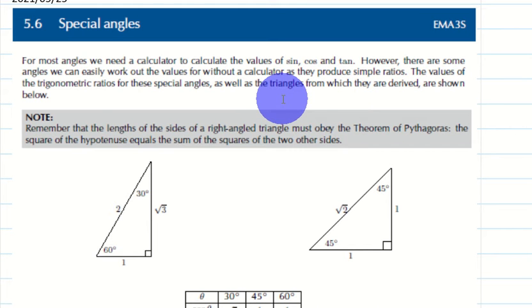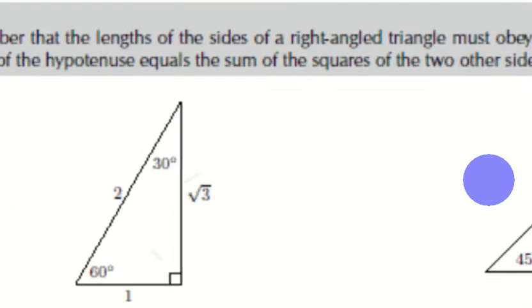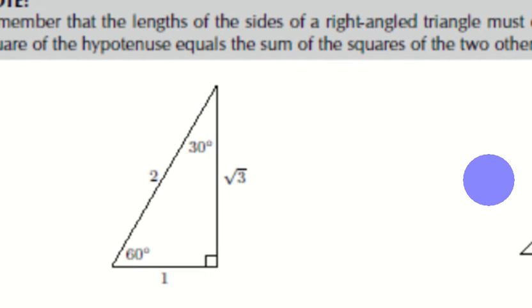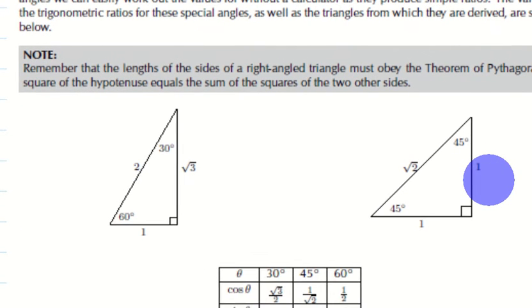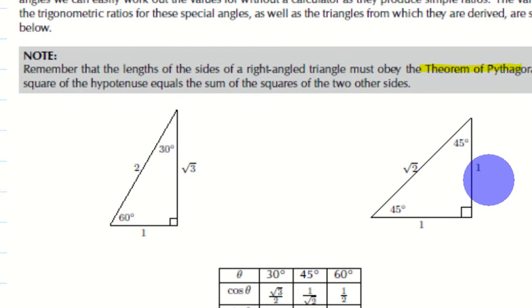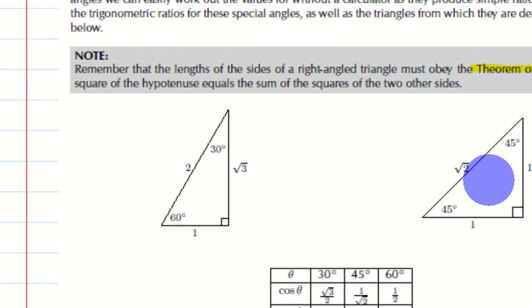Quite important, you should remember that the lengths of the sides of a right angle triangle must obey the theorem of Pythagoras. So what does Pythagoras say? What does it mean? The theorem of Pythagoras means that the hypotenuse squared is equal to the sum of the squares of the two other sides.